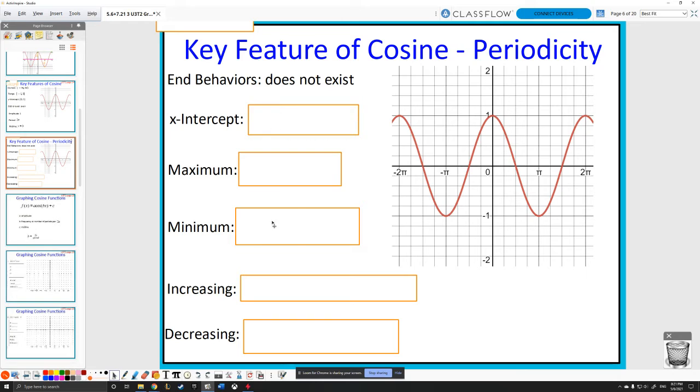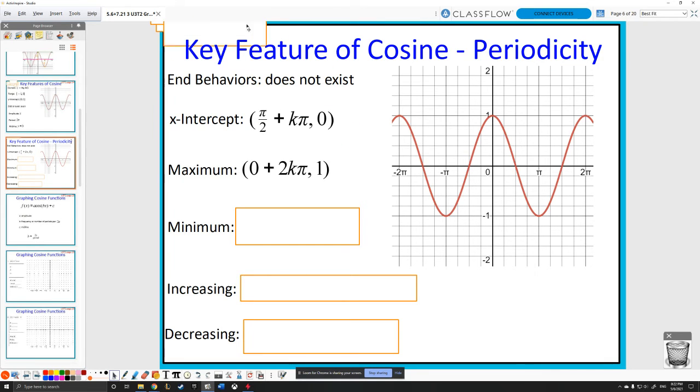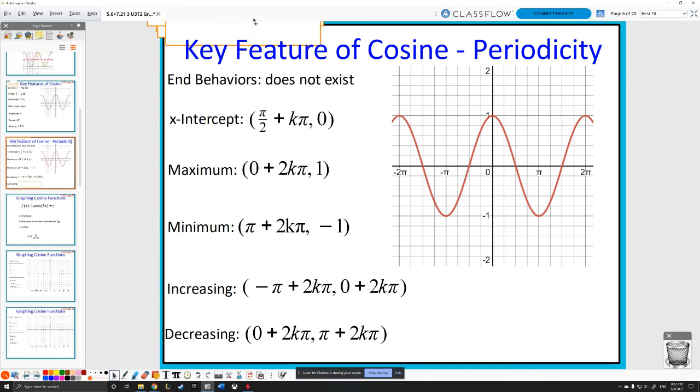Again, these five are just to show you the periodicity of the graph, meaning how it continually repeats itself over and over and over again. So these kind of describe all possible x-intercepts, maximums, minimums, increasing and decreasing intervals. But again, it's just meant to show you that it's going to repeat forever and ever.